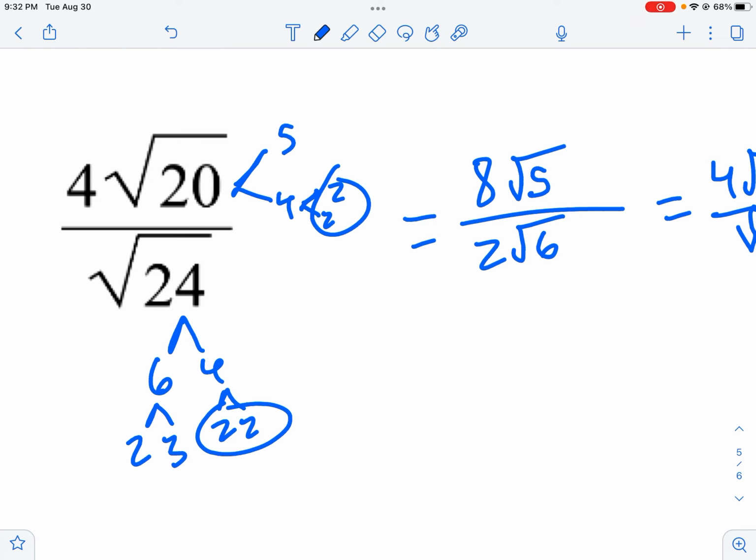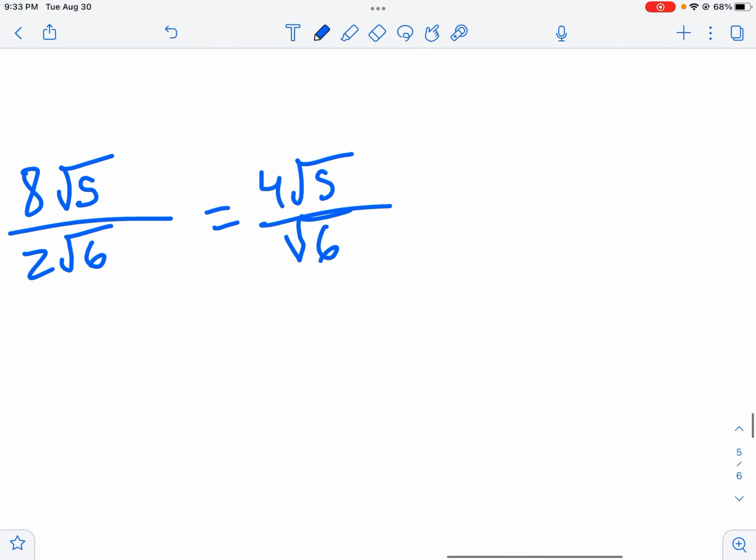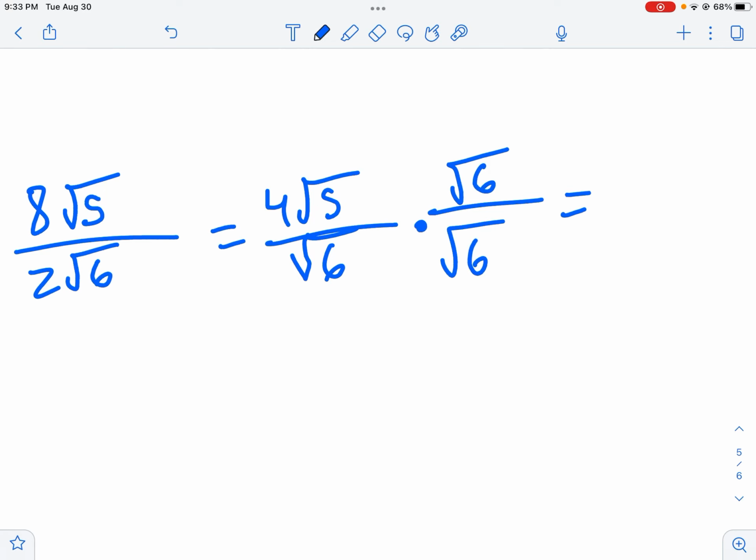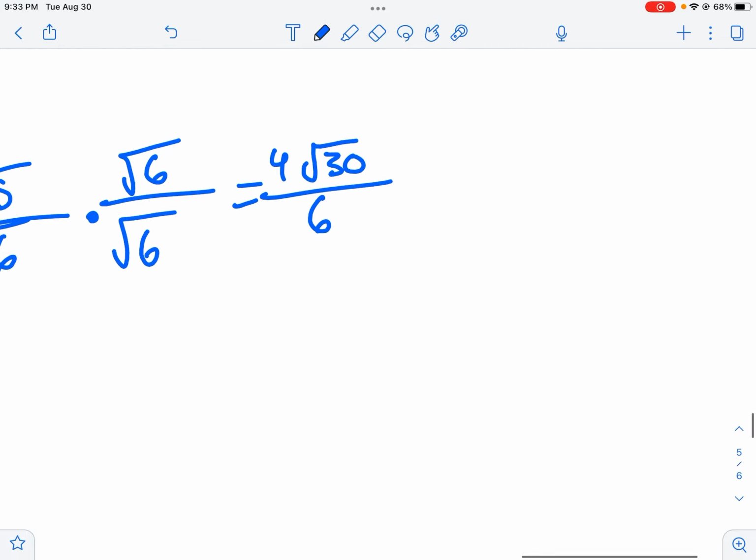You can multiply top and bottom by root 24. You're just going to get bigger numbers, and I don't personally like dealing with bigger numbers. I like the smaller ones. So now I'm here, and I can rationalize my denominator by multiplying the top and bottom by root 6. So we got that. We got 4 root 30 over root 6 times root 6 is root 36, which is 6. And now we got this.